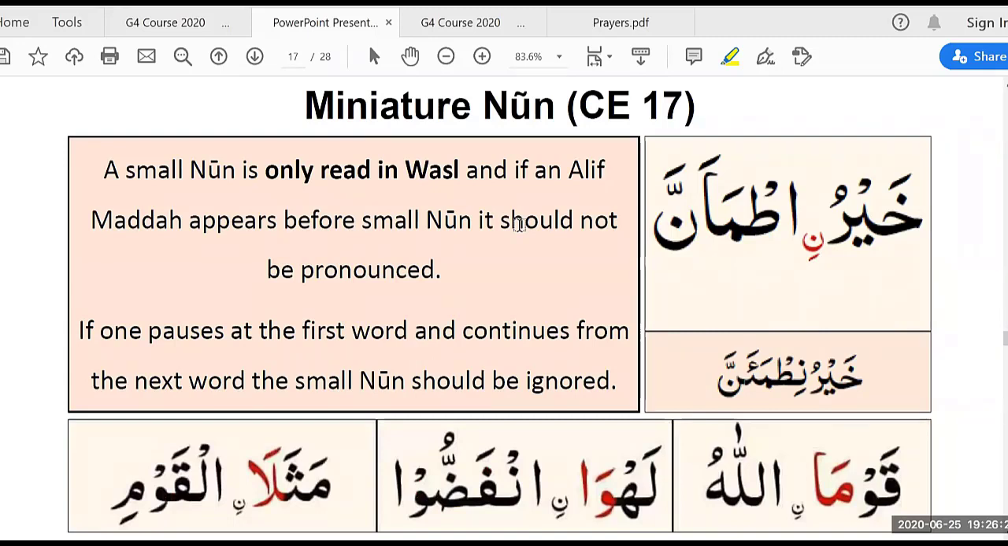Then we also covered the rule for miniature noon. The rule for miniature noon is that a small noon is only read in wasl, which means continuation. And if an alif madda appears before small noon, it should not be pronounced. As you can see in these examples at the bottom, we have alif madda followed by a miniature noon. So if I read this in wasl, in continuation, I'm going to drop the alif madda, the alif of elongation.